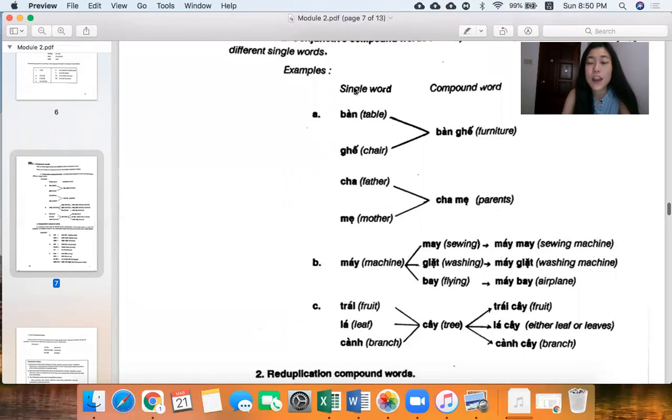C. Single words: trái, lá, cành, cây. Compounded words: trái cây, lá cây, cành cây.